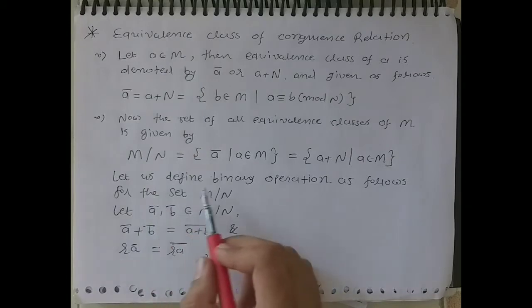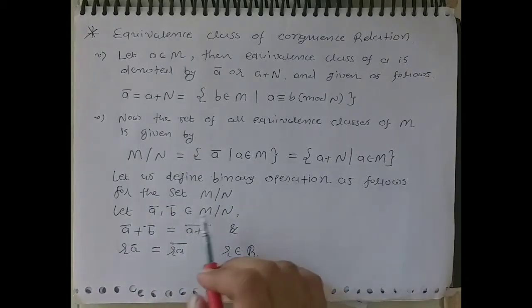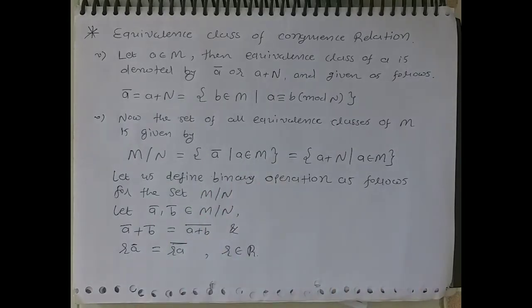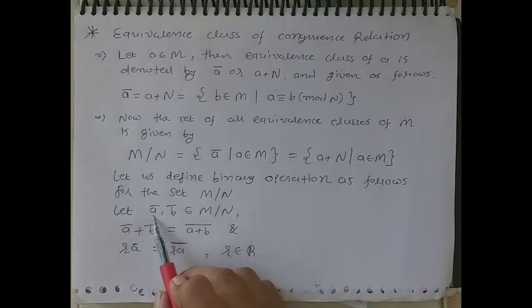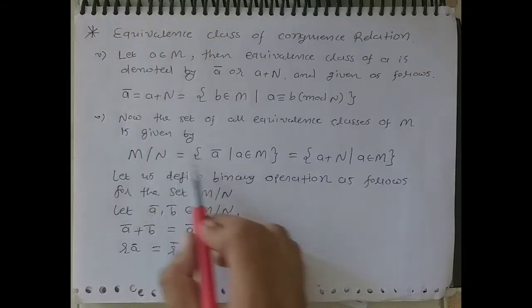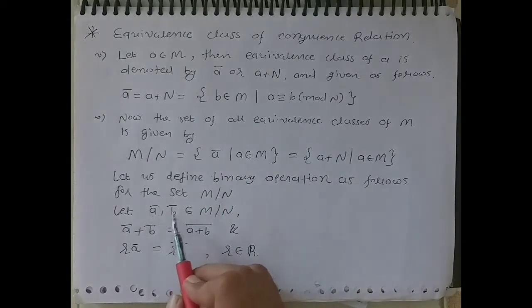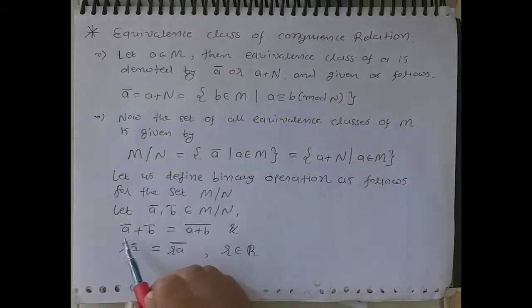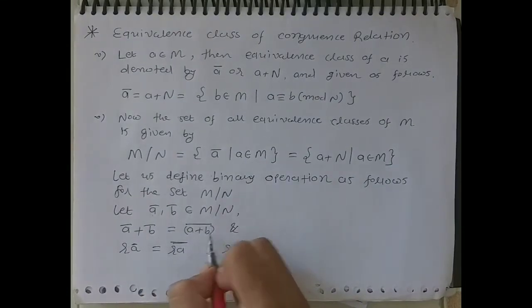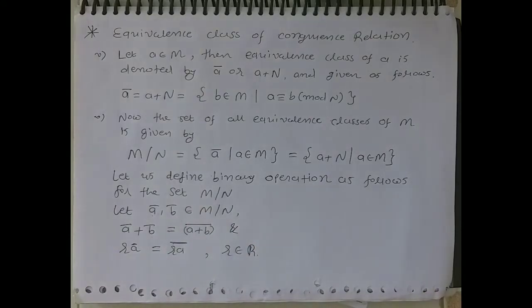Now let us define binary operations as follows for the set M quotient N. Let us consider two elements A bar and B bar belong to M quotient N. The elements inside are of this type. Now A bar plus B bar is equal to A plus B whole bar. And the second relation is R A bar is equal to R A whole bar.